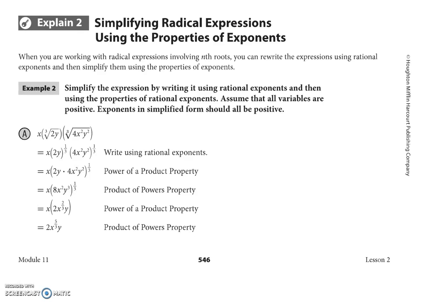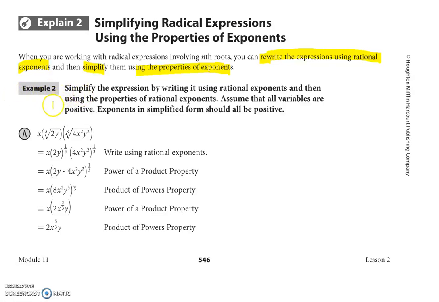In this video, I'm going to be going over Module 11.2, Explain To, which is simplifying radical expressions using properties of exponents. When you are working with radical expressions involving nth roots, you can rewrite the expression using rational exponents and then simplify using the properties of exponents.